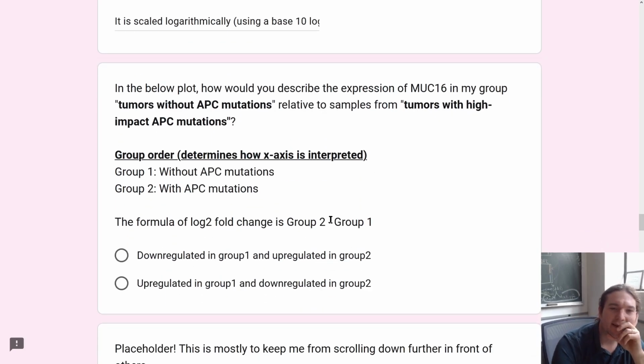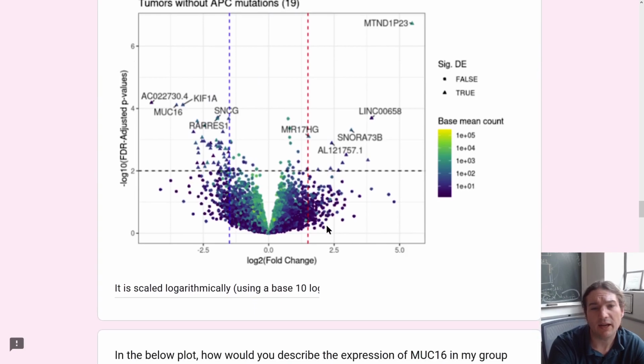All right, in the below plot, how would you describe the expression of Muc16 in my group, tumors without APC mutations relative to samples from tumors with high impact mutations? So I'm trying to focus in on the tumors without APC mutations. Let's go look at that plot. I know it said below, I'm sorry.